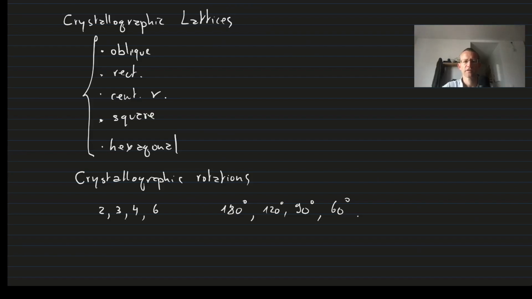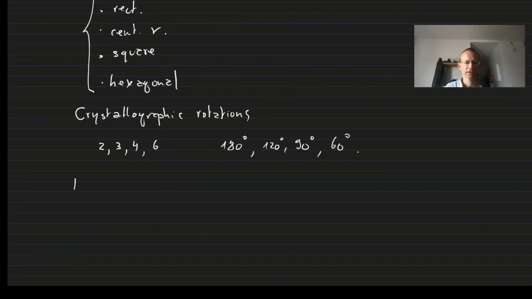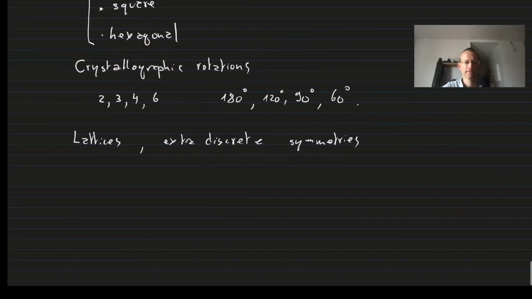The classification of wallpaper groups becomes a matter of studying the possible lattices and then the possible extra discrete symmetries, like reflections and rotations that are compatible with those lattices. We won't do the full classification, but we'll study a few examples that illustrate the complete classification.